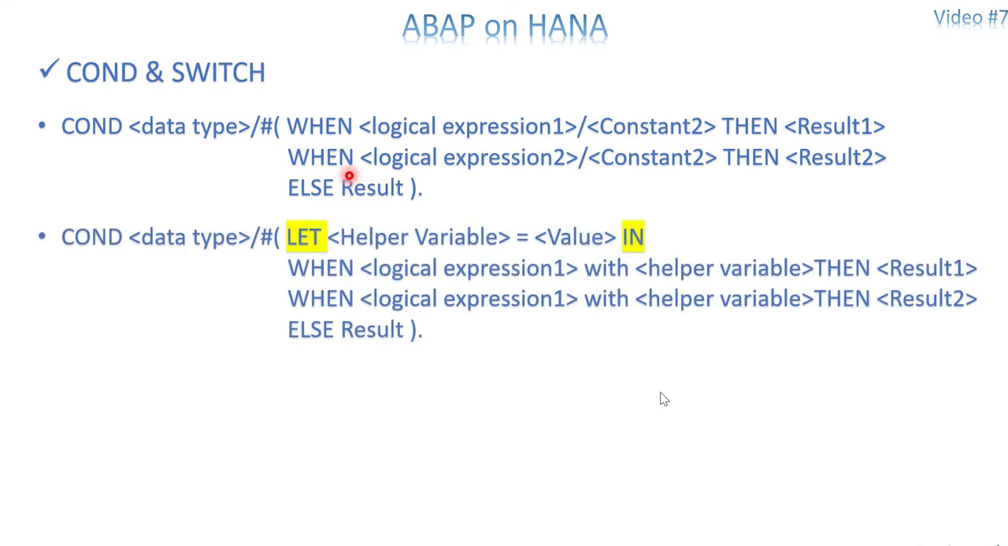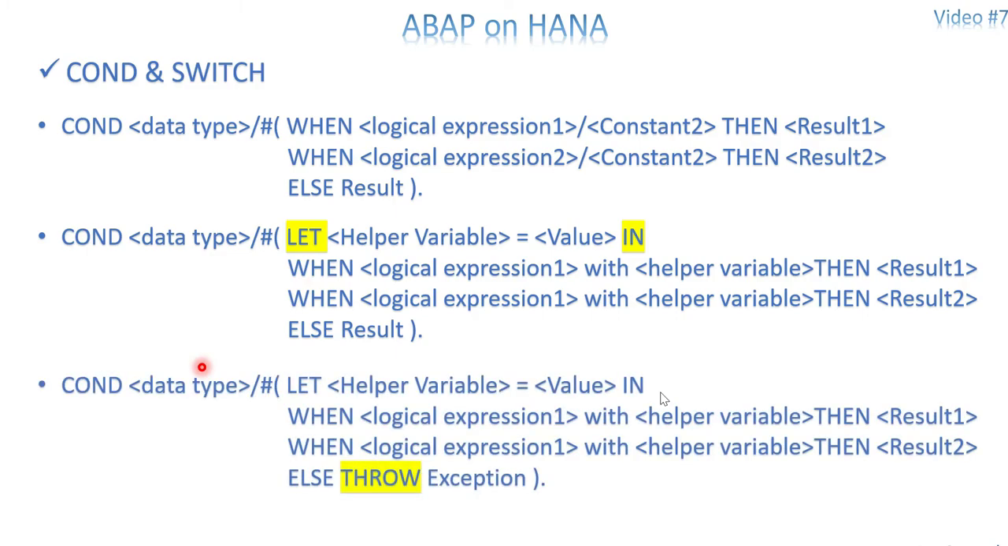The next one is LET. LET is nothing but a helper variable. Inside the conditional operator or conditional statement, I want to use some value. A helper variable is something you can declare on the fly. You don't have to declare it before this, and you can assign a value. The value may be a constant value or a dynamic value. You can get it from your screen value and pass it to this helper variable. Then I'm going to use the helper variable for the logical expressions. So WHEN logical expression with this helper variable, with operators like greater than, equal, not equal, you can use it over here, and then the result.